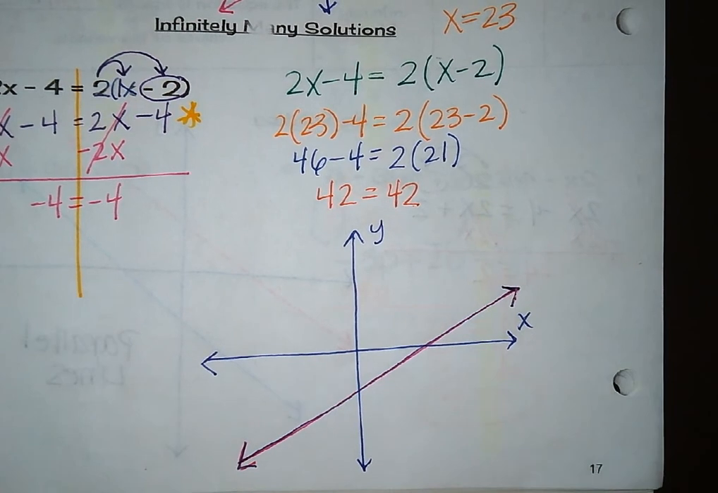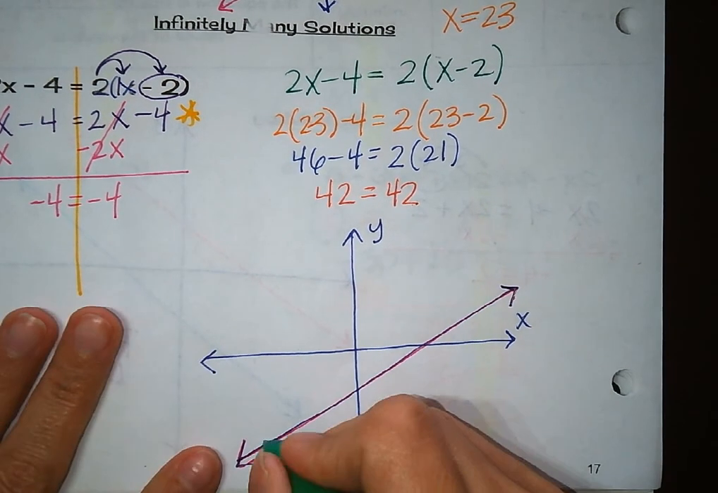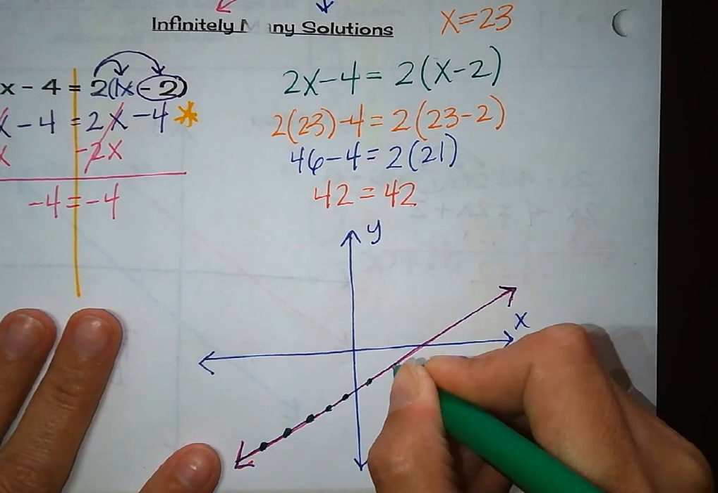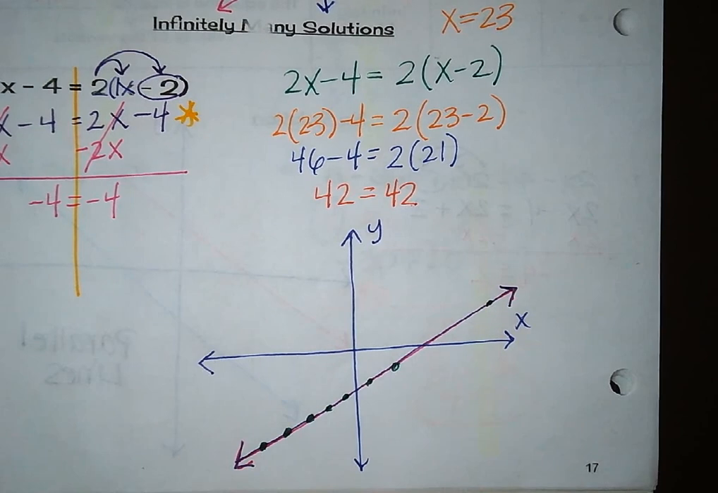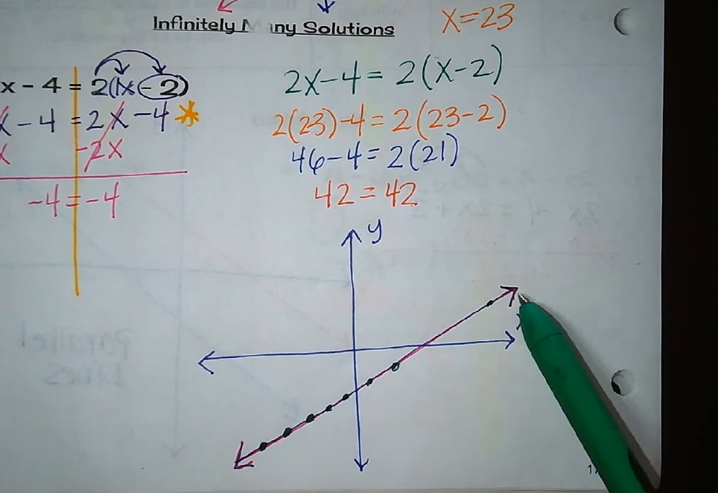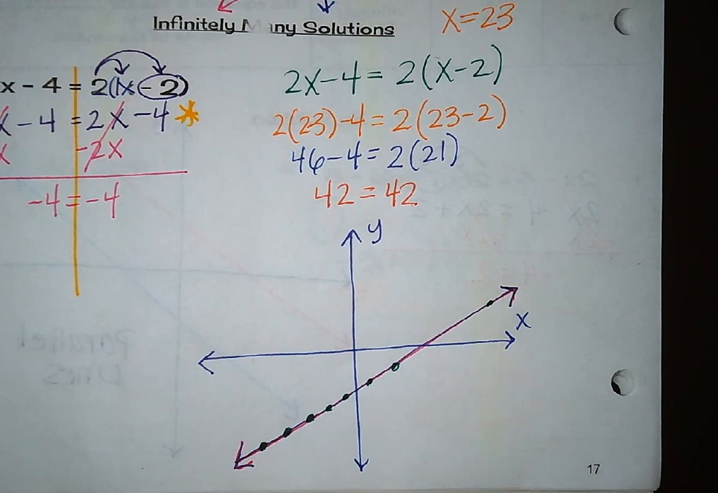So that's why I have a solution here, a solution here, a solution here, a solution here, and so on and so forth, which is why Mr. Boland could pick any number he wanted, whether it would be negative or positive, and that would make that equation true.